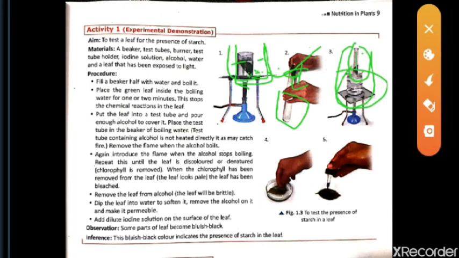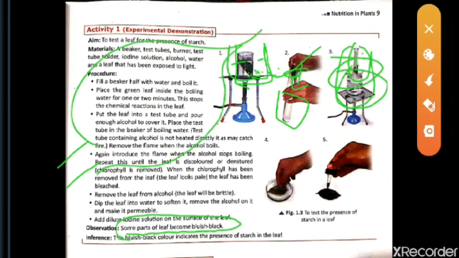Do this process until the leaf becomes pale in color, that means it will discolor. After that, take out the leaf and put it in plain water. After that, take it out from the plain water and put it in a watch glass and add some iodine solution. When you add the iodine solution, you will observe that some part of the leaf becomes bluish black. That means you will see some patches of bluish black color on the leaf.